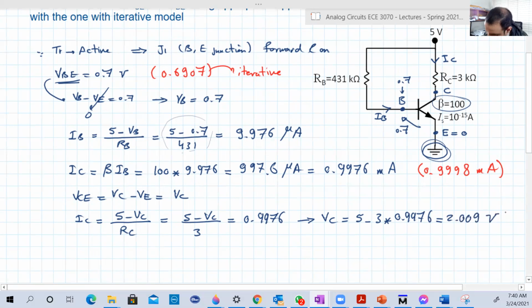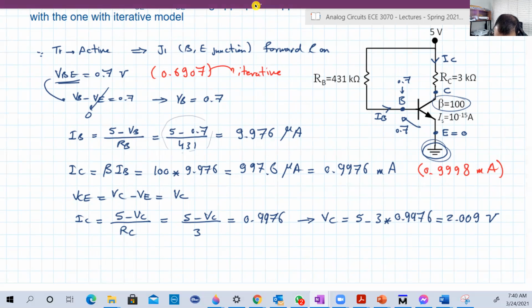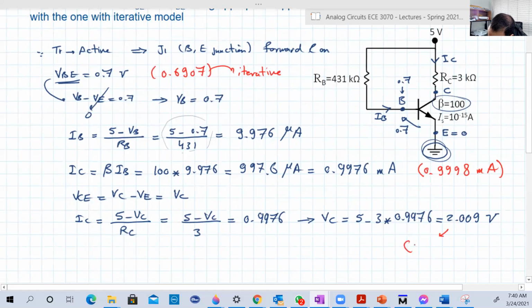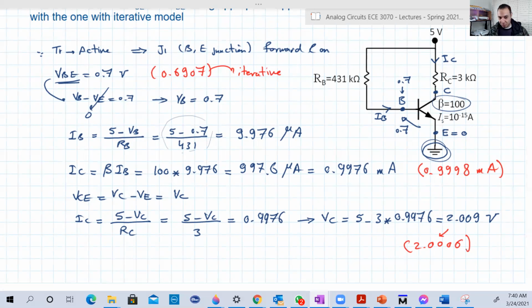If we compare it again to the one from the iterative solution, it was 2.0006. Very close. Again, you might not get such close results in all cases between the iterative solution and the approximate solution, but the error will be contained within a 20% range, which is acceptable most of the time.